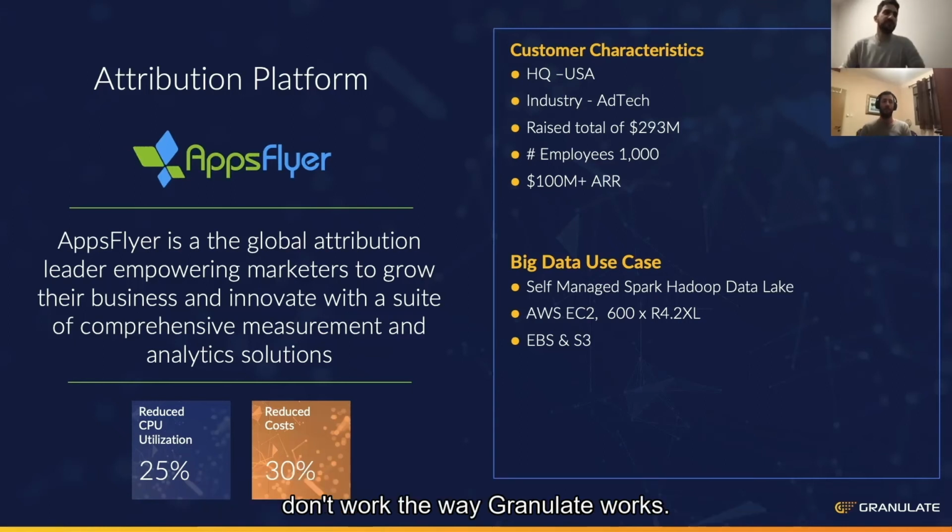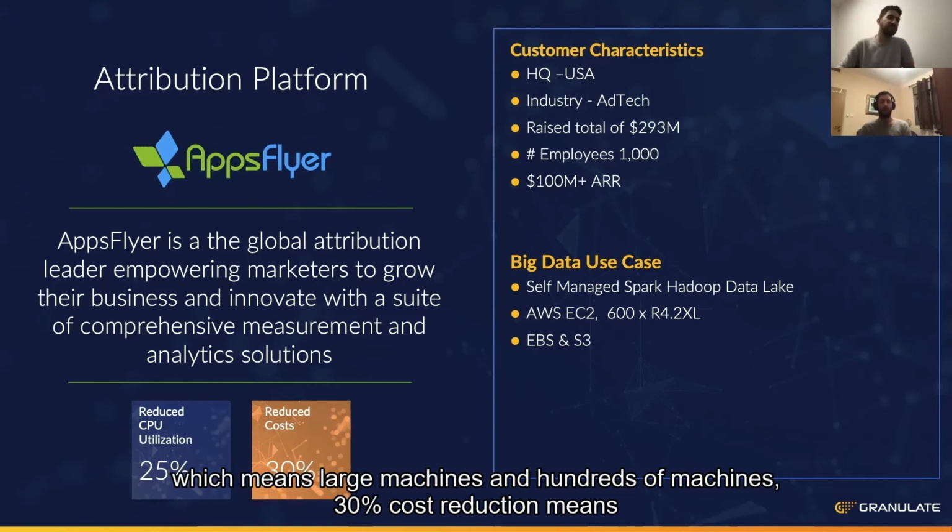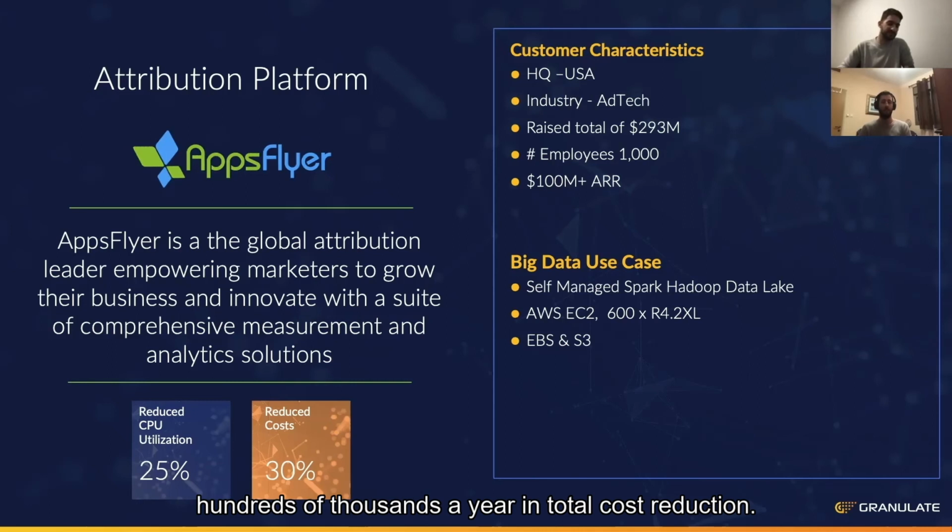in EMRs. And I can add that in AppsFlyer, because they have a large scale cluster, we're talking about 600 machines of R5 2x large, it means large machines and hundreds of machines. 30% cost reduction means hundreds of thousands a year in the total cost reduction.